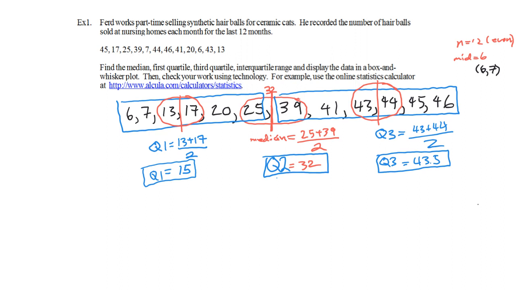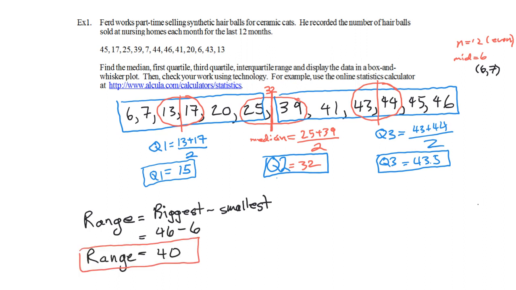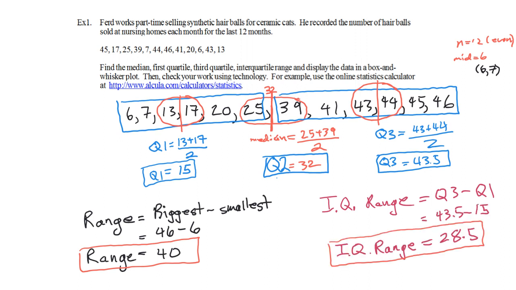Okay? So now they've also asked you for the range, which is the biggest minus the smallest, which is 46 minus 6, which means our range is 40. So for the interquartile range, you have to be careful. It's always Q3 minus Q1. And so the interquartile range in this case is just going to be 28.5.